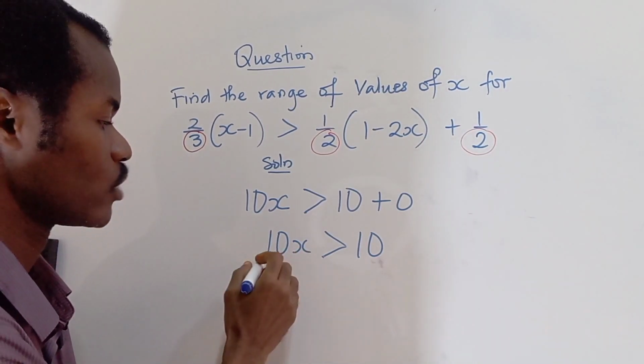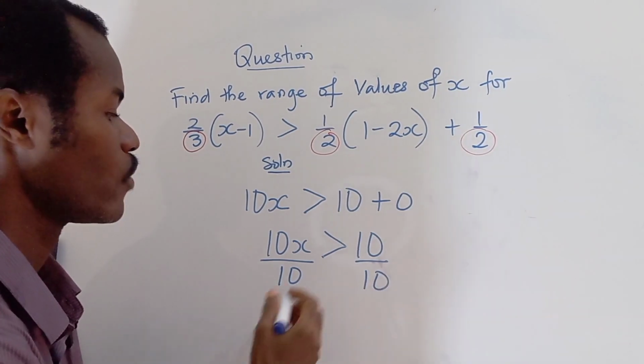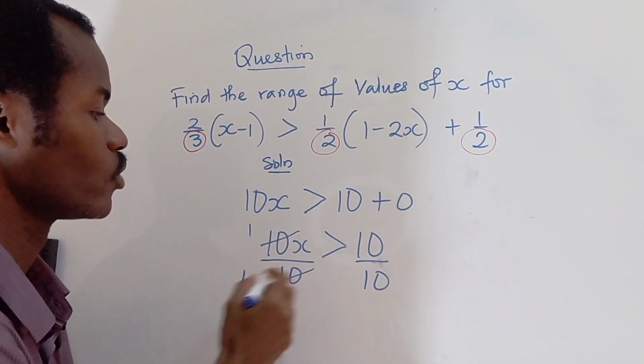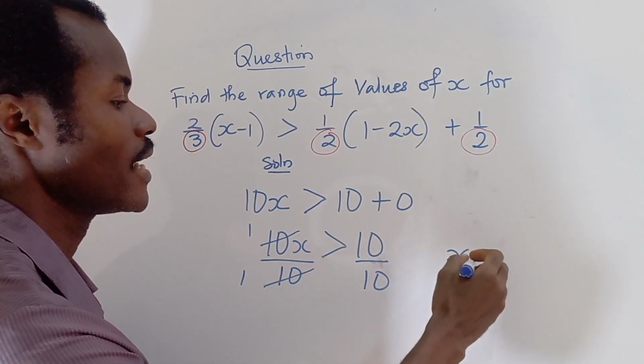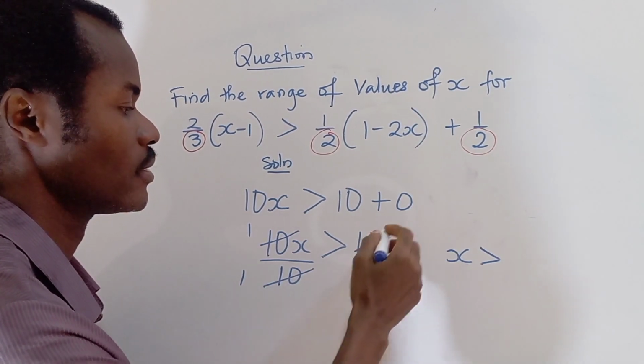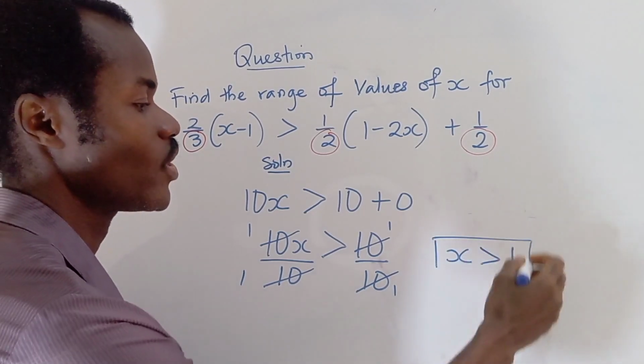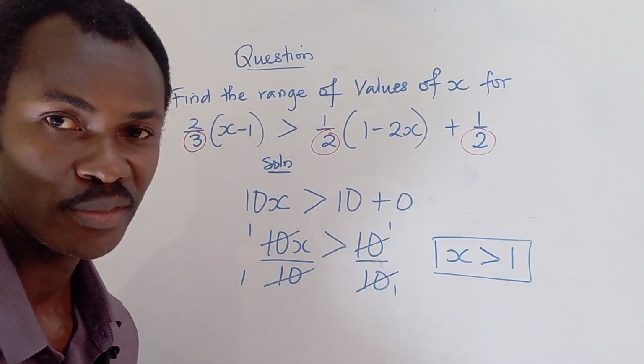How do we get the value of x? We divide both sides by the coefficient of 10, so that we cancel out, this is 1, 1, so we are left with our x is greater than what? This will cancel out, this is 1, 1, so x is greater than 1. So this gives us the solution to this problem.